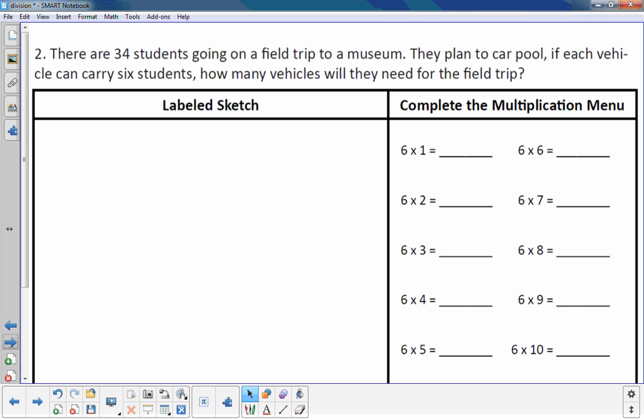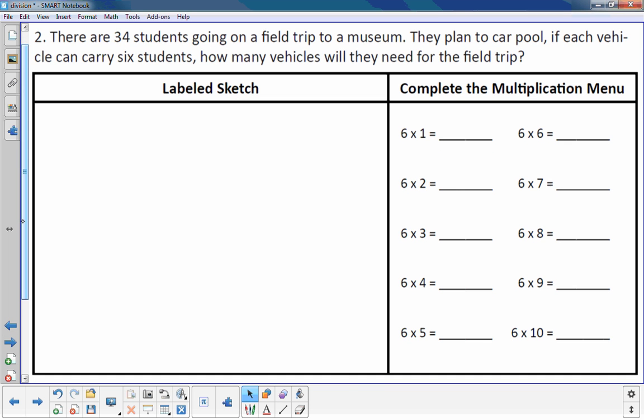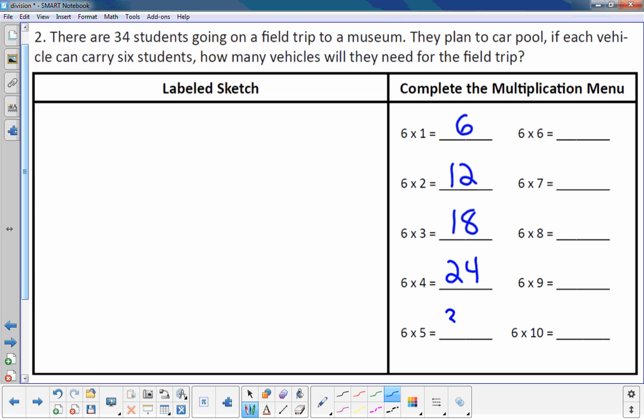There are 34 students going on a field trip to a museum. They plan to carpool. If each vehicle can carry 6 students, how many vehicles will they need for the field trip? All right. Well, the first thing I'm going to do is my multiplication menu. I'm going to do it kind of quickly for time. 6, 12, 18, 24, 30, 36, 42, 48, 54, 60.